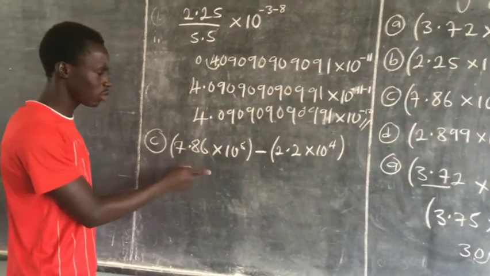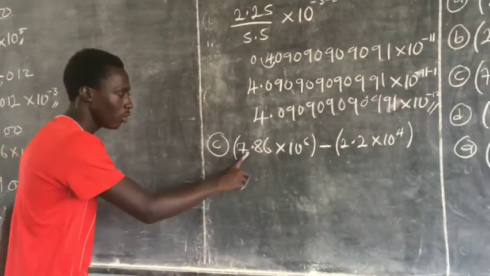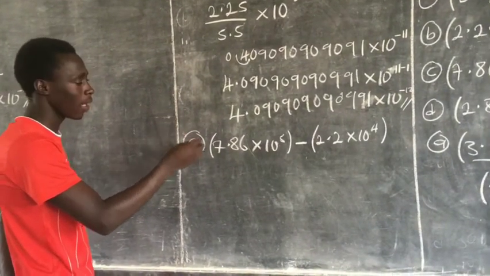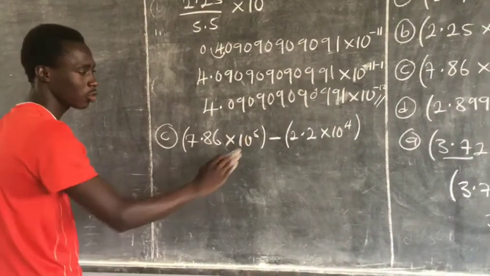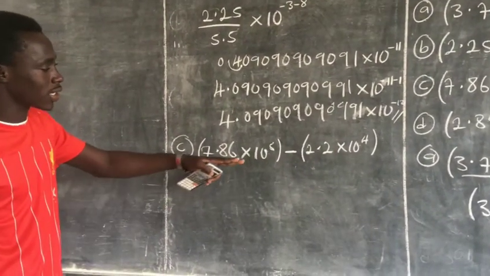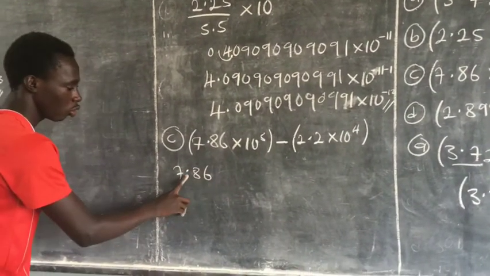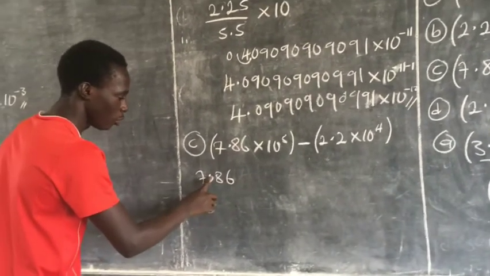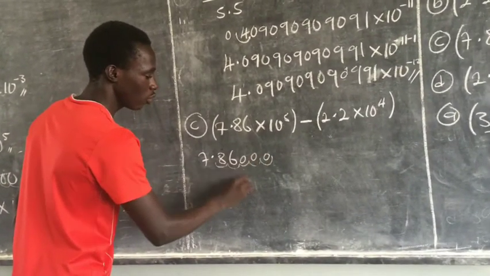So now when you want to take these numbers to ordinary form, we have 7.86. Check the power. The power is a positive power. Then we have to take the decimal point to this side, because the power is a positive power, so that we can change it from standard form to ordinary form. So we move 1, 2, 3, 4, 5, because the power is 5. So we are left with 0, 0.